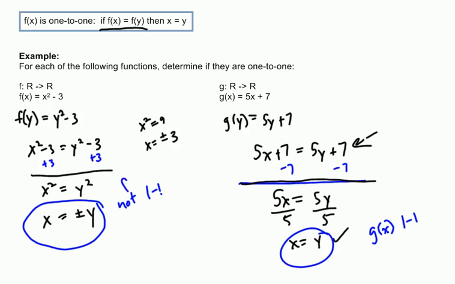Right, I'll just be complete here and say f of x is not one-to-one. Okay? So we're going to do this as a direct proof. You said f of x equal to f of y, and then we show that x equals y.